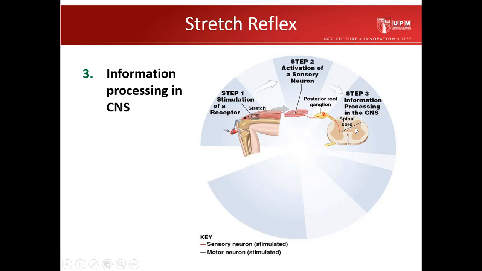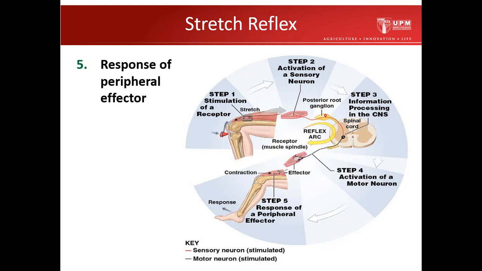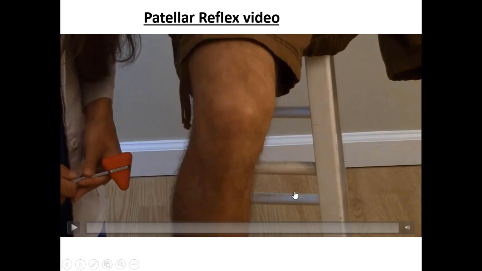When the information arrives here, it is processed, and if the stimulation is sufficient, this will then activate a motor neuron. Once the motor neuron is activated, an action potential is propagated to the effector, which is the quadriceps femoris. What happens in the final step? The stimulation of the skeletal muscle fibers causes the contraction of the stretched muscle that extends the knee in a brief kick. Now let's see a video on how patellar reflex assessment is done.